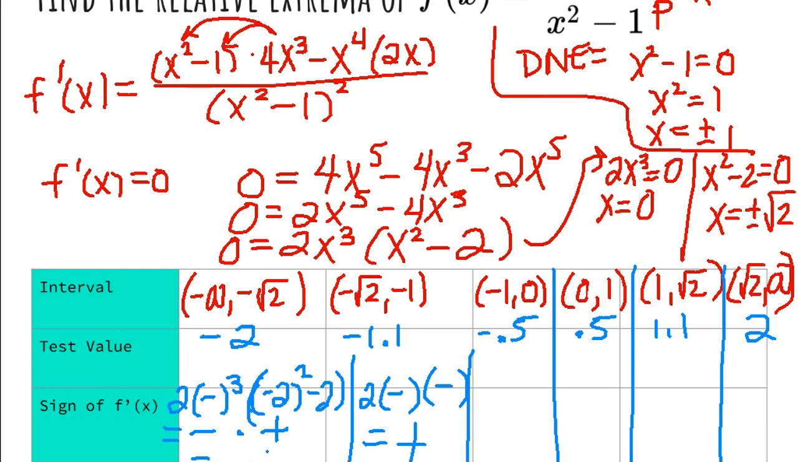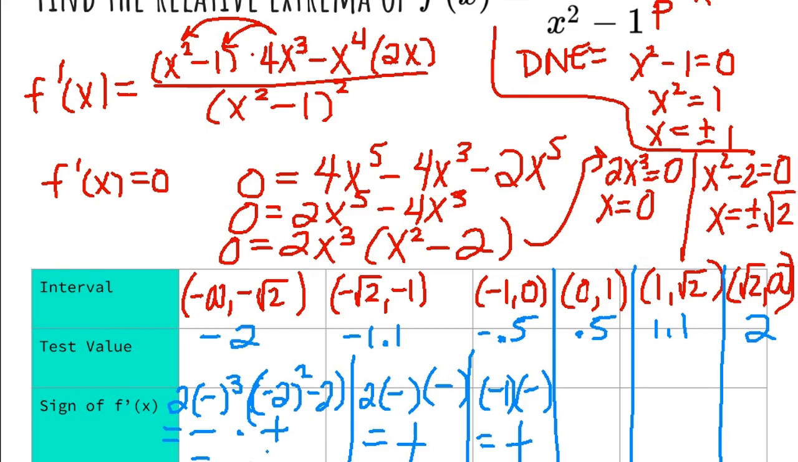I still have a negative in front, so 2 times a negative is a negative. If I put in 0.5 squared, that's 0.25. Minus 2 is still negative, so that's a positive. So it's still increasing. So notice here's an example where it doesn't change, which kind of makes sense because negative 1 wasn't in my domain. So something else is happening there, not a relative max or min.